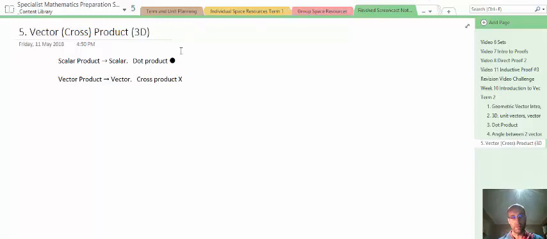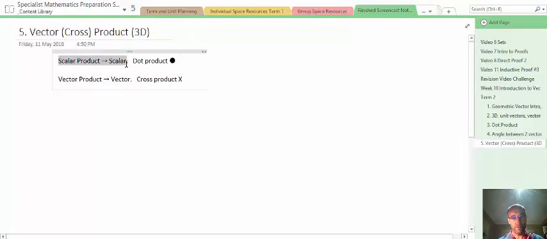The scalar product, as we saw previously, produces a scalar quantity. So it starts with two or more vectors and a scalar is produced. It is also called the dot product because it uses a dot in its notation. However, with vector product, a vector is produced, a vector quantity. And it's also called the cross product because its symbol is a big X or an uppercase X.